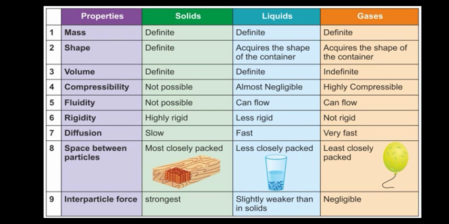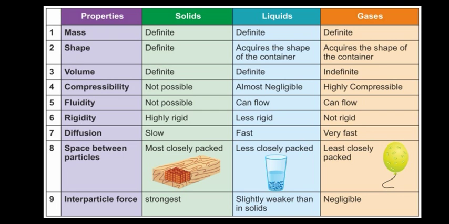Now, the fifth point is fluidity. That means whether they can flow like water. We know solids do not flow; in that case, it is not possible. But liquids can flow, and gases are also allowed to flow. Rigidity means how hard and rough they are. Solids are very hard, and liquids are less hard, less rigid in comparison with solids, and gases are not rigid.